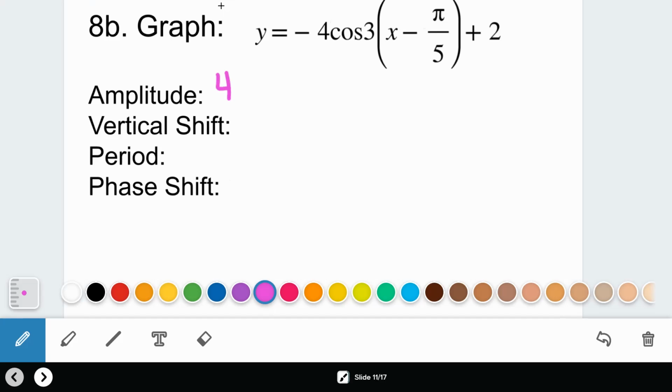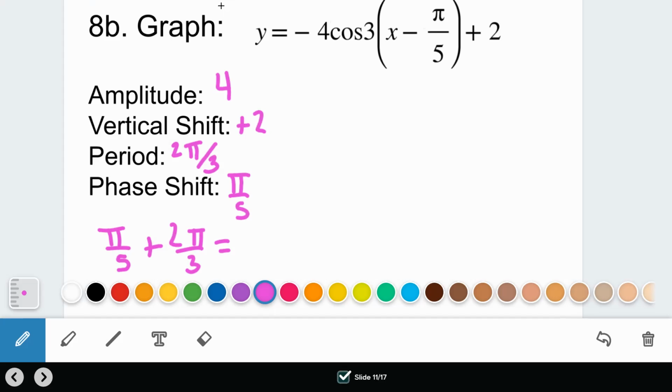Next one, amplitude is 4. Vertical shift is +2. Period is going to be 2 pi/3. And our phase shift is pi/5. So we're going to start at pi/5. We're going to go 2 pi/3 away. So that's going to give me 3 pi/15 plus 10 pi/15, which is going to push me to 13 pi/15.